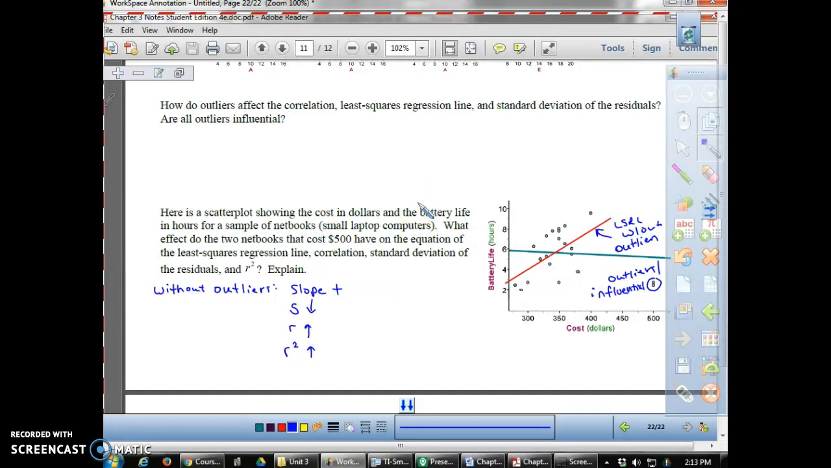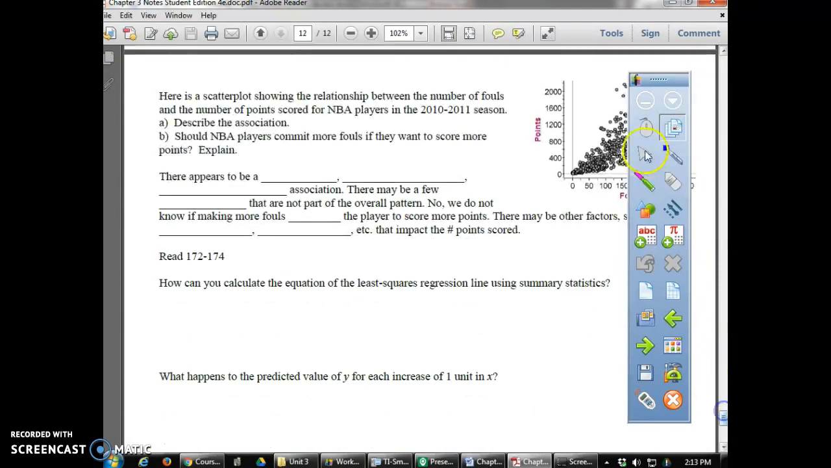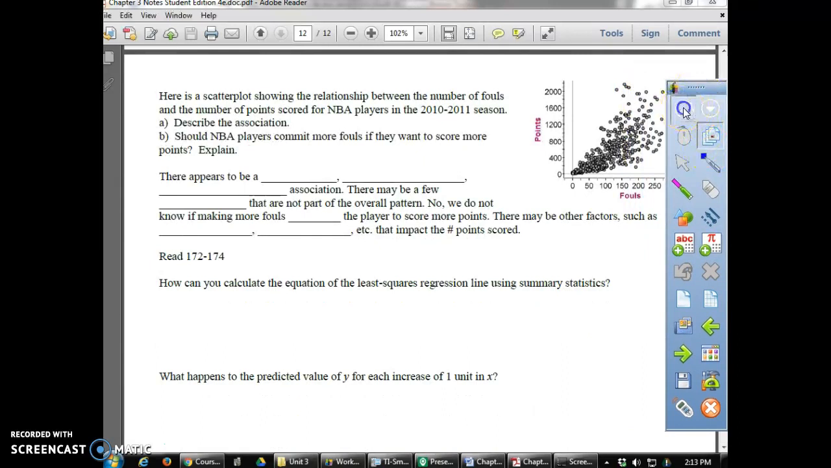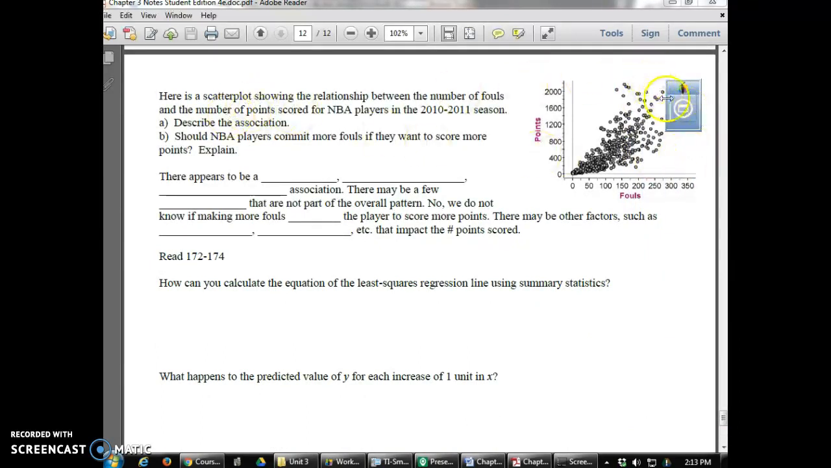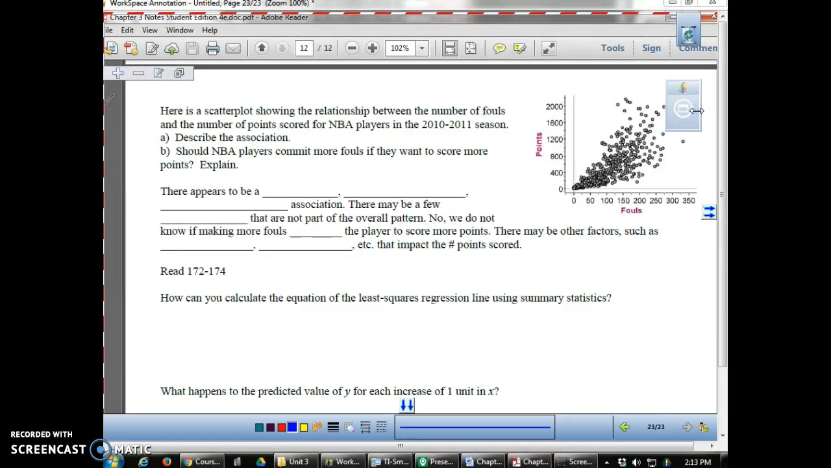Okay, so we have another brief little section here to go over. This is mainly fill in the blank. So here's a scatter plot, and we're going to use our DOFs to make sure we can explain it. Showing the relationship between the number of fouls and the number of points scored for NBA players in the 2010-2011 season. Describe the association, first of all. We'll do that down here. And should NBA players commit more fouls if they want to score more points? So we're going to see if there's a causation or cause and effect relationship here.